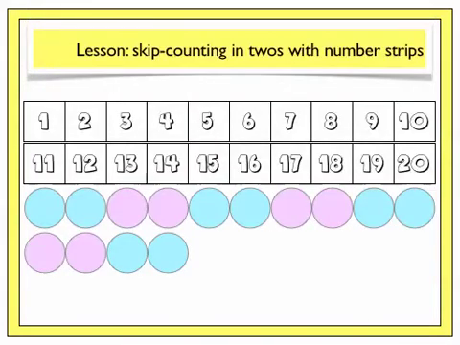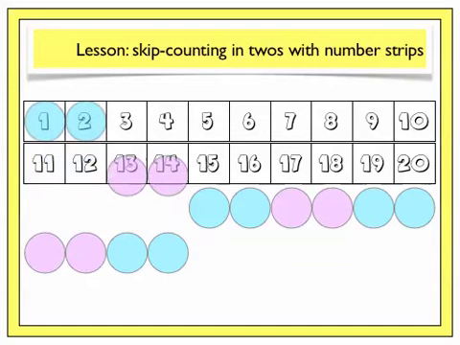First, we will use our number strips to skip count in twos. Our number strip goes up to 20, and we have some counters underneath. The counters have been arranged in alternating color groups that show a skip counting pattern of 2. Let's see what happens when I slide the counters onto the number strips in groups of 2. Note the number that the second counter lands on each time.